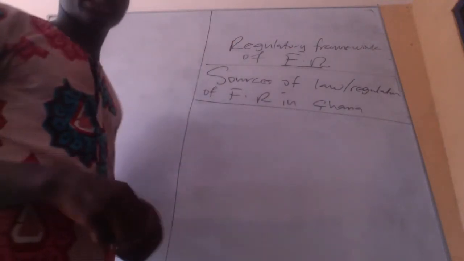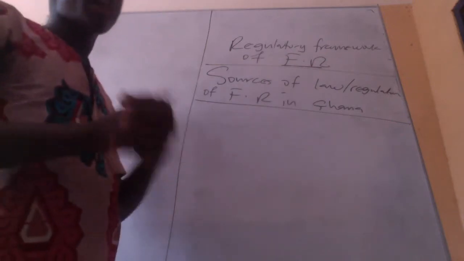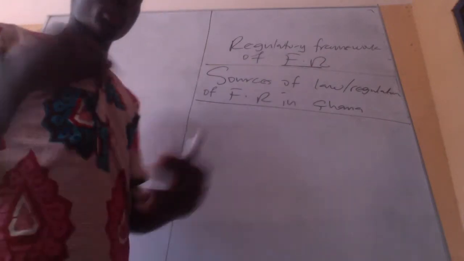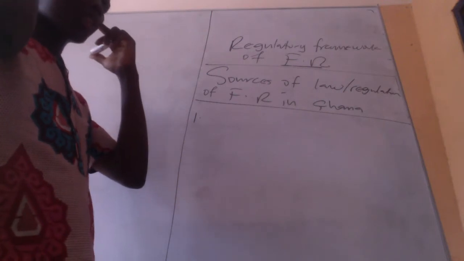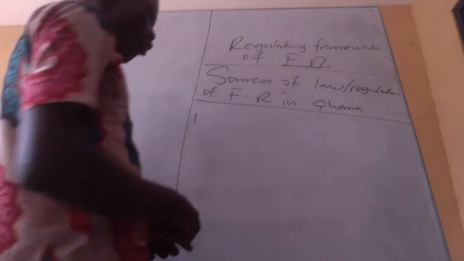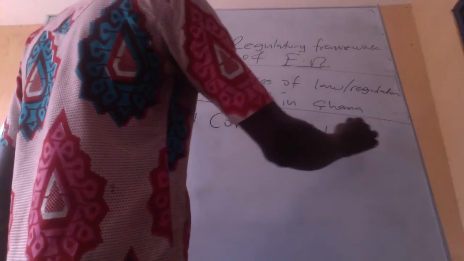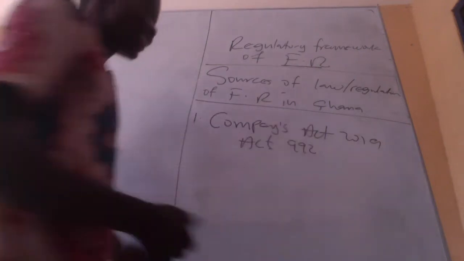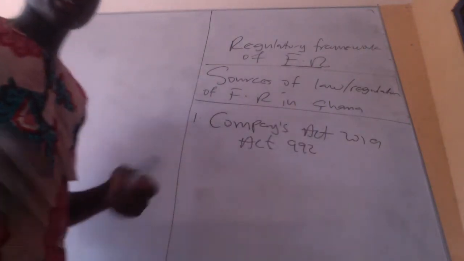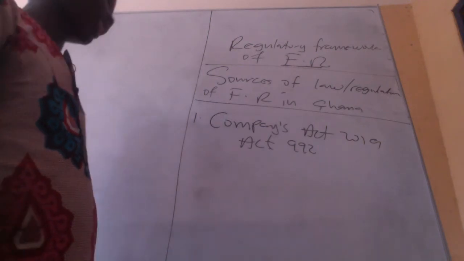Now let's talk about the sources of law for financial reporting in Ghana. Be with me. What are the laws that guide the preparation and presentation of financial statements? The very first one that normally comes to mind is the Companies Act 2019, Act 992. That's the new act recently passed in 2019, on 1st August, signed by the President.